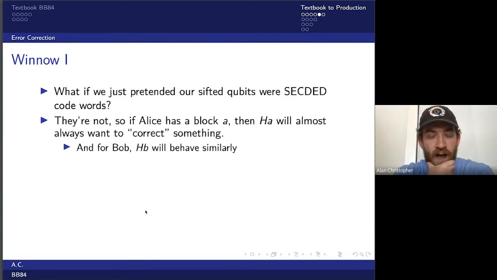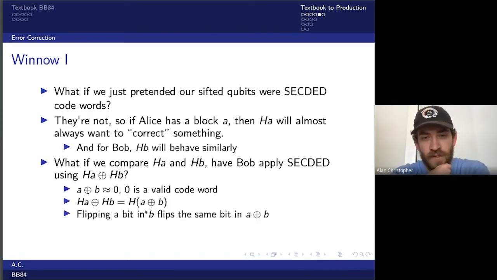Well, they're not. So if we just pretend and do corrections, like if we have Alice take her block A, hit it with her check matrix to create a syndrome HA, that syndrome is almost always going to want to correct something. And Bob is similarly going to have corrections that the SECDED scheme is going to want to make, because these were not encoded as SECDED, and there are a great many more invalid code words in a SECDED scheme than there are valid.